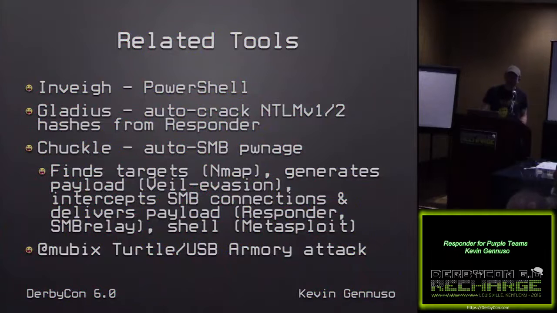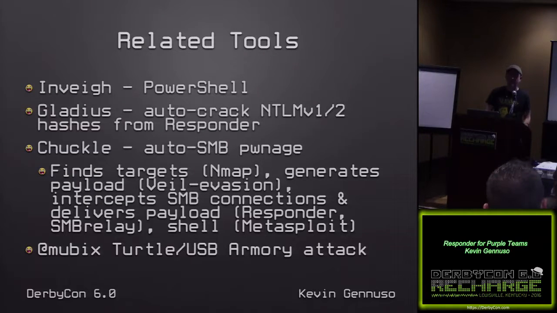So some related tools to Responder. Invoke-Inveigh is a PowerShell implementation of Responder, actively updated, being developed right alongside. Gladius is an auto-crack tool for Responder, so it'll essentially monitor the Responder file system, and anytime it sees a new set of hashes, it'll start cracking them, send them right over to John the Ripper, and let's just get to it.